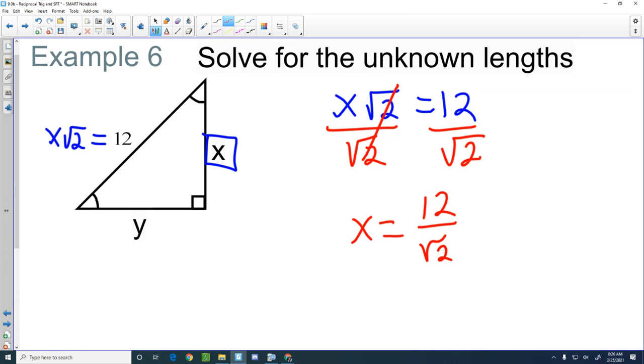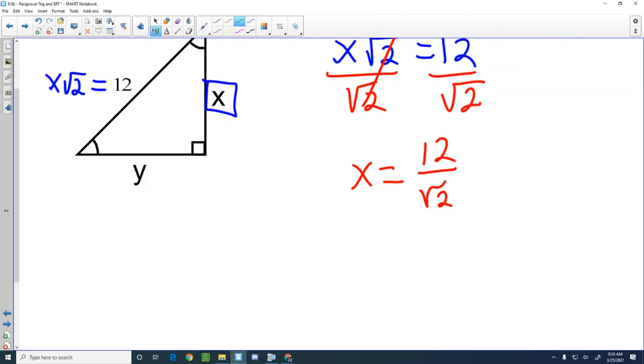That's awesome. Except for one thing. We can't leave radicals in our denominators. We learned that several units ago in our rational unit. So how do I get rid of a root when it's in the bottom of a fraction? Yeah, what do we multiply by? Multiply it by that exact same radical on the top and bottom. So I'm going to multiply this by root 2 over root 2.